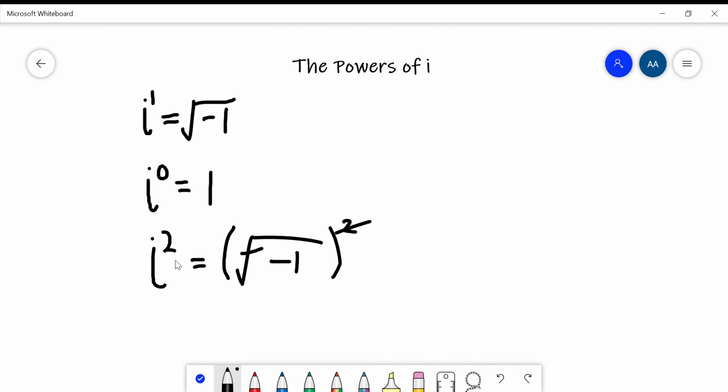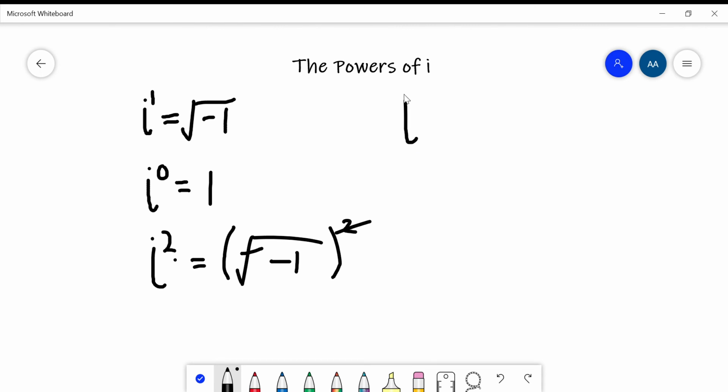This is pretty useful when you get into using the conjugate to simplify complex number equations. I'm not covering that in this video, but I may cover it in the future if you guys want it. If you guys want it, please let me know in the comments. So i squared is -1.